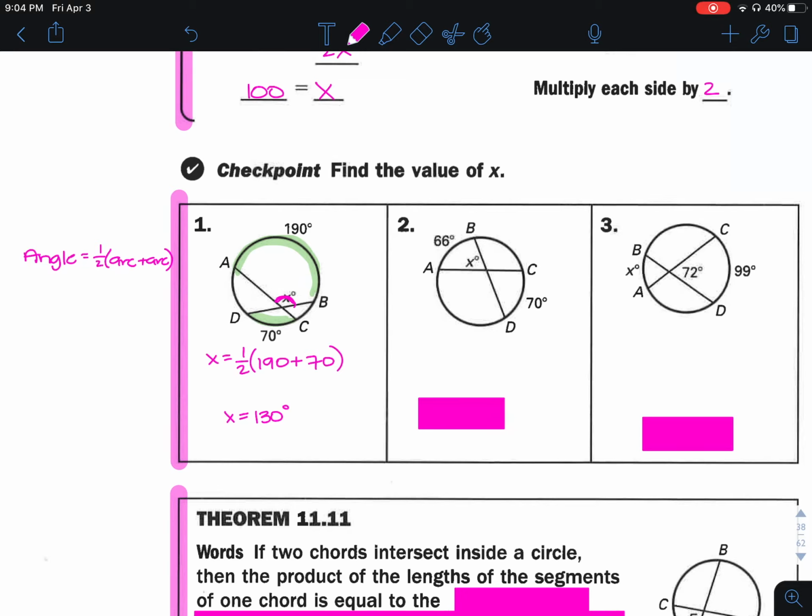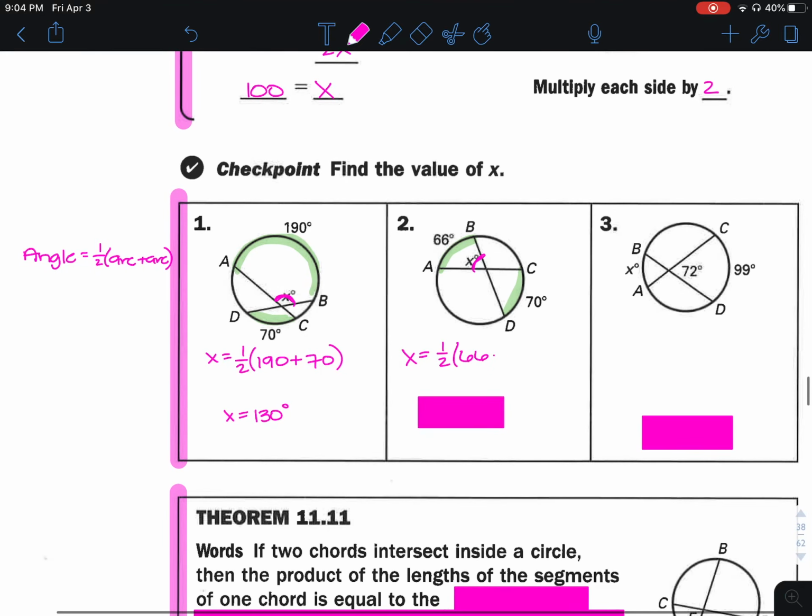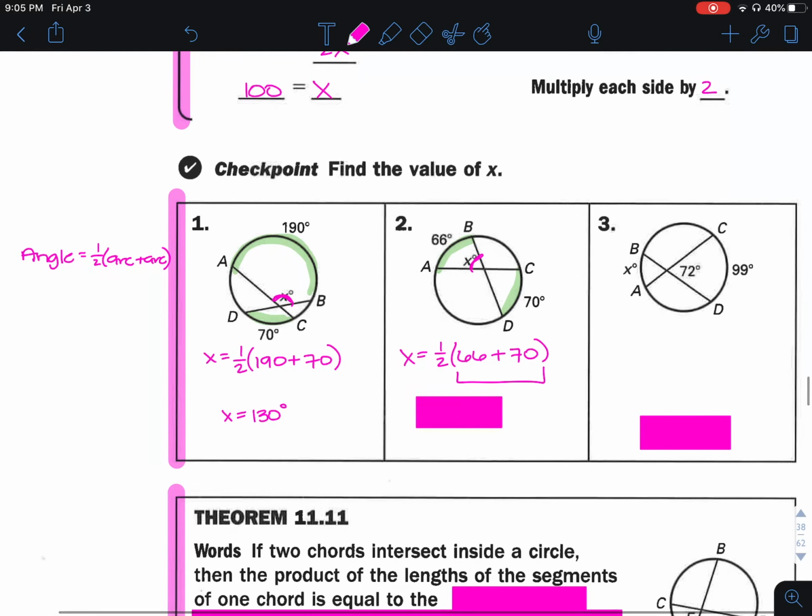So the next one, again, I want to determine what I'm given and what I need to find. So in this case, my X is here, that's inside my circle, so that has to be my angle. The arc that relates to that is this one here. The one that's opposite is this one. So my angle is X equals 1/2. One of my arcs is 66. The other arc is 70. Add my 66 and 70 together, times by 1/2. X should equal 68 degrees.